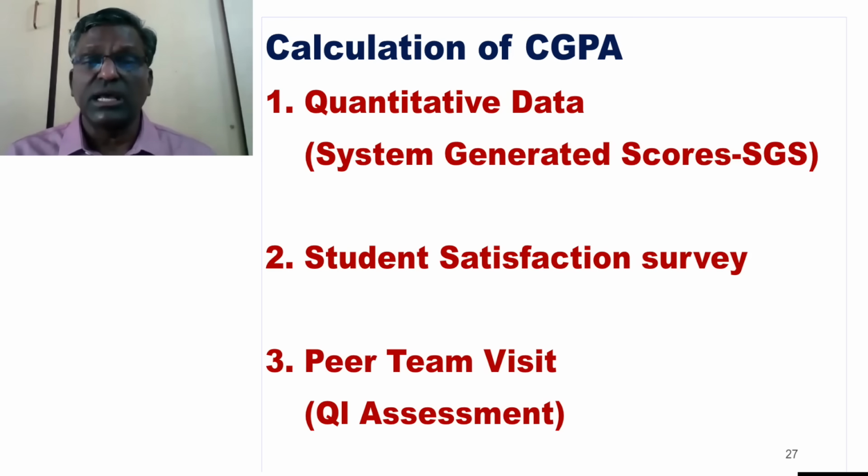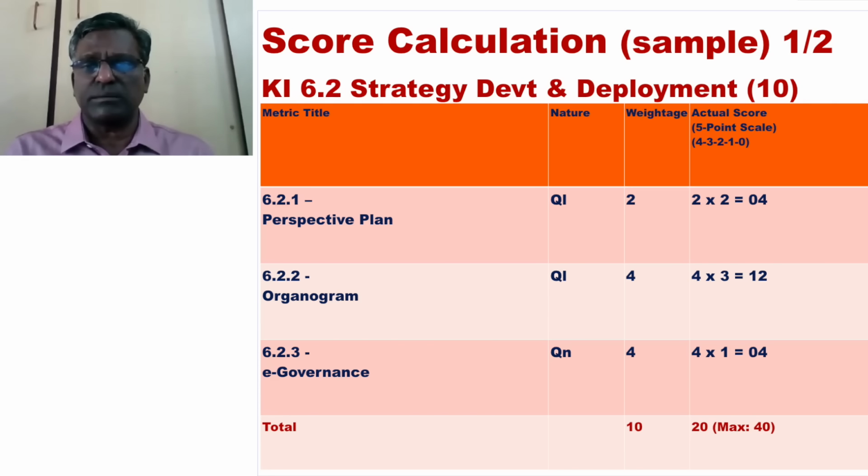I just want to give you 2 samples because you should know how exactly the scores are calculated. So I have two samples. This sample talks about how the score is calculated for a key indicator. The following slide will give you an idea of how the scores are calculated for each criterion. So this is only a sample.